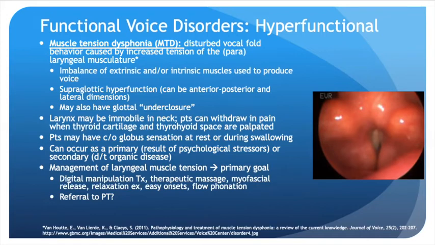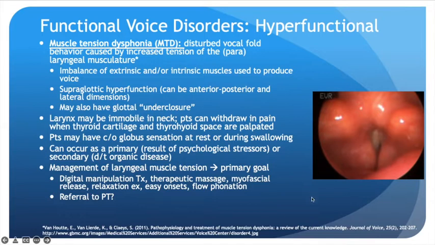Muscle tension dysphonia is disturbed vocal fold behavior caused by increased tension of the paralaryngeal musculature. So imbalance of extrinsic and/or intrinsic muscles used to produce voice. And you often have supraglottic hyperfunction. So you have this kind of a squeezing of the supraglottal structures. So you might not even be able to see the vocal folds anymore. And this supraglottic hyperfunction can be combined with glottic hypofunction. So you might have an underclosure of the vocal folds, but a hyperclosure of the supraglottal structures.